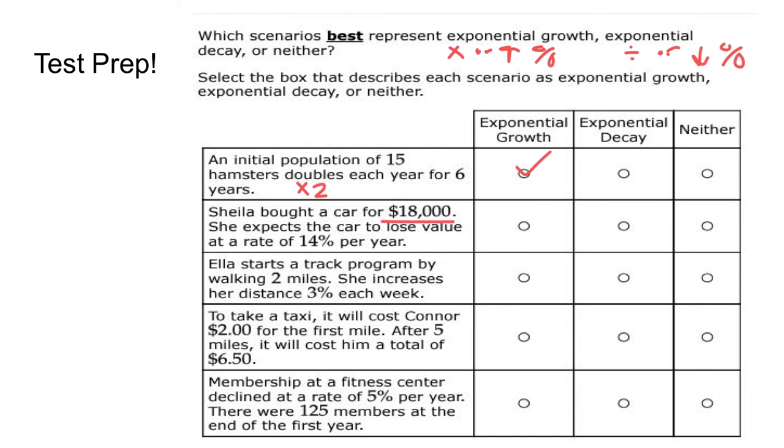Sheila bought a car for $18,000. She expects it to lose value at a rate of 14% per year. Losing value, decreasing by a percentage, means it's exponential decay. Ella starts a track program by walking 2 miles. She increases her distance 3% each week. Goes up by a percentage. It's exponential growth. To take a taxi, it'll cost Connor $2 for the first mile. After 5 miles, it will cost him a total of $6.50. Nothing about this involves a percent or multiplying by a certain amount. This is neither. And this one says membership at the fitness center declined at a rate of 5% per year. That's going to be exponential decay, decreasing by a percentage.